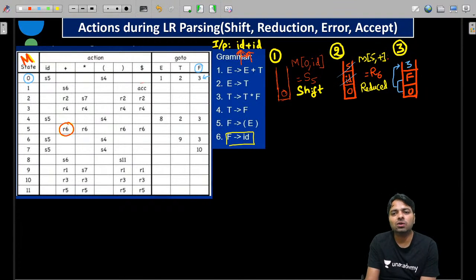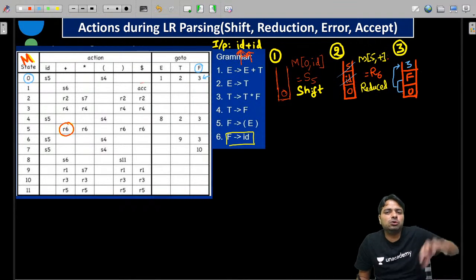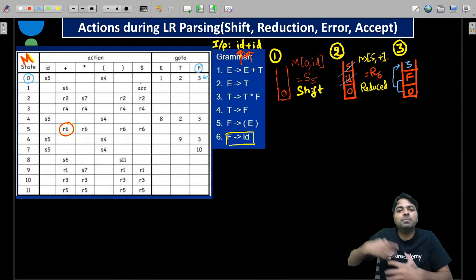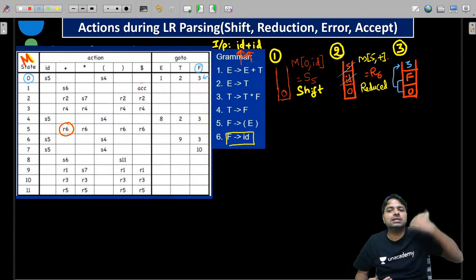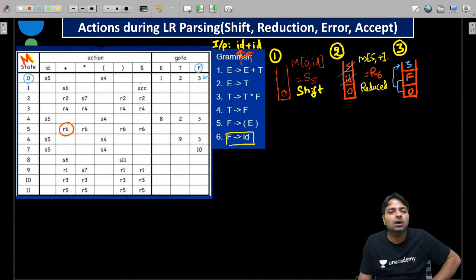So that's difficult all the time. Every time you perform reduce, there is a third step which takes some time. Because you pop 2 times of RHS, you push LHS, but then you need to push below LHS comma LHS combination of the table. So that's what you are required to remember. Now go on.